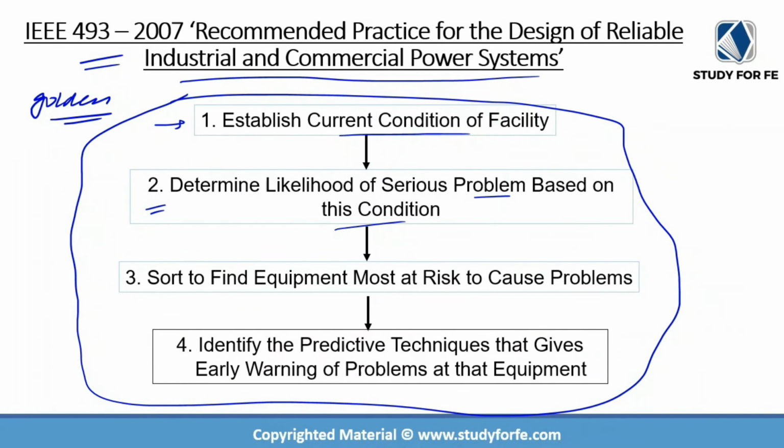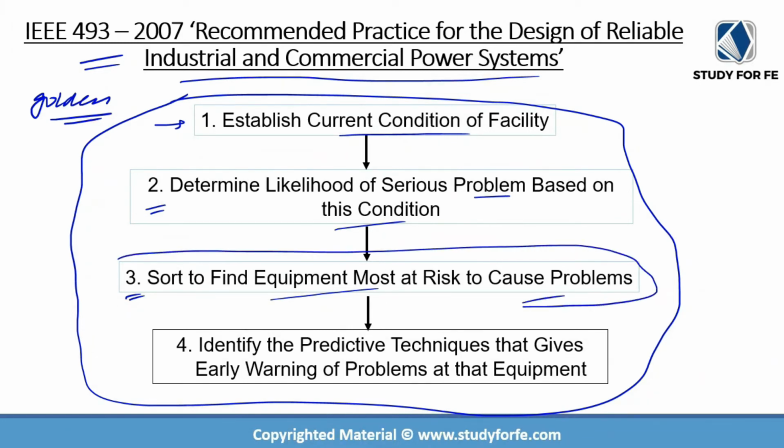So once you know what the status is, then you do analysis on it and see what the probabilities are that we can have critical failures. And step number 3 is to find the equipment which is most at risk to cause problems. Now, this is a very important point. I'd like to spend some time on it.